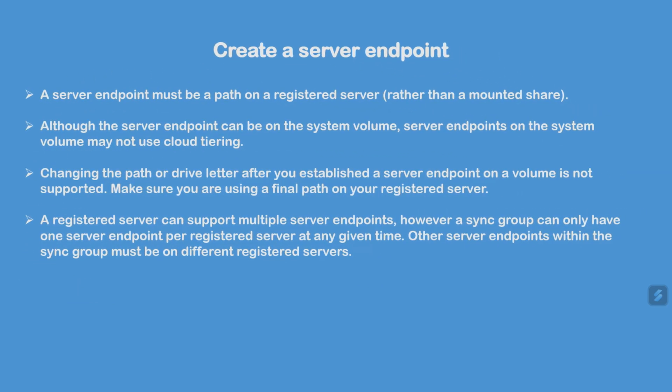After that, you would need to create a server endpoint as well. A server endpoint must be a path on a registered server. Although the server endpoint can be on the system volume, server endpoints on the system volume may not use cloud tiering. Changing the path or drive letter after you have established a server endpoint on a volume is not supported. A registered server can support multiple server endpoints. However, a sync group can only have one server endpoint per registered server at any given time. Other server endpoints within a sync group must be on different registered servers. So it's an important point and you must remember that.